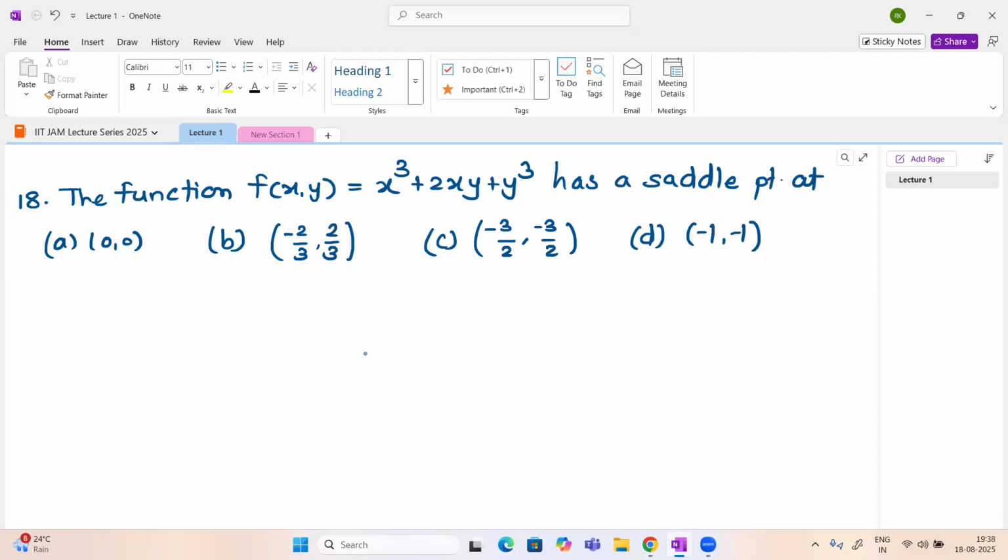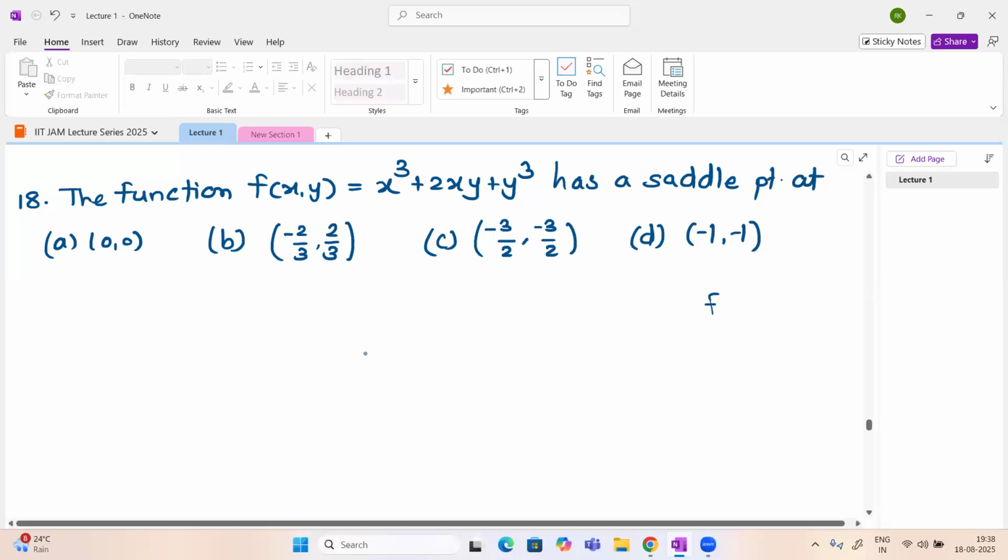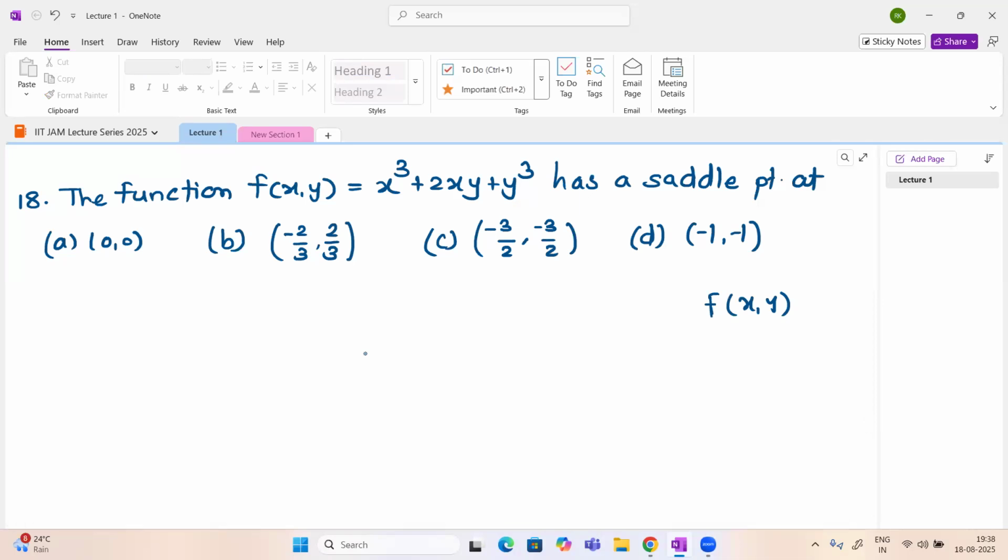So I will tell you the procedure first. When you have a function f of x, y, it represents a surface, right? So we have to find its maxima and minima. First we find the derivative of f with respect to x and the derivative of f with respect to y. We equate them with 0 and we find the stationary points.